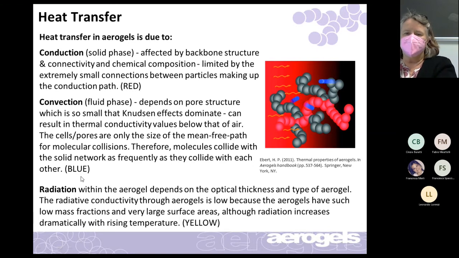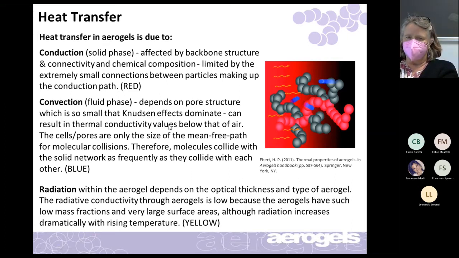And then radiation can occur within the aerogel, and that will depend on the optical thickness and type of aerogel. It tends to be low because they have low mass fractions, but it does increase with temperature. So it's not much of a concern at moderate temperatures, but if you have an aerogel in a high temperature environment, it is more important. And the radiation is sort of shown by the yellow things. You don't have to have any medium for radiation to occur. And all of these occur because you might have a temperature difference across your material.